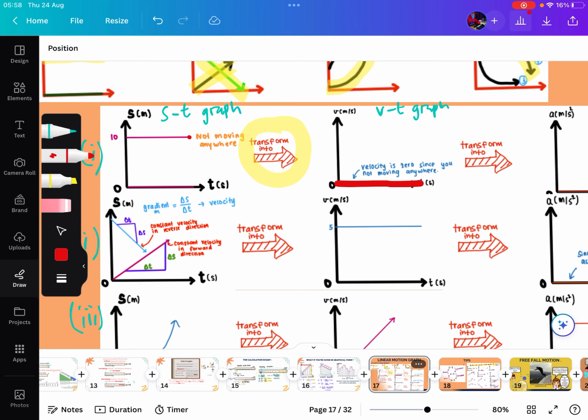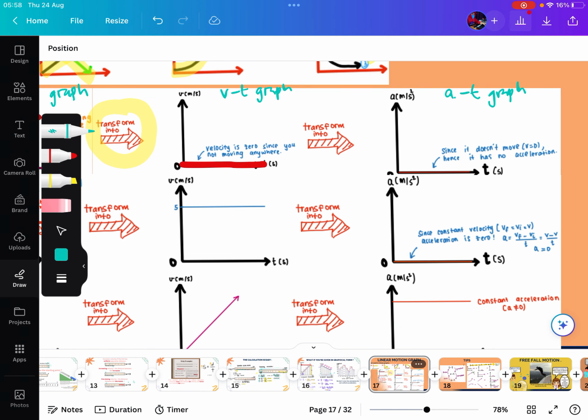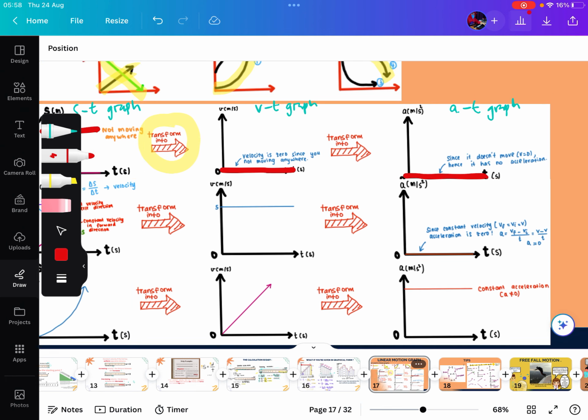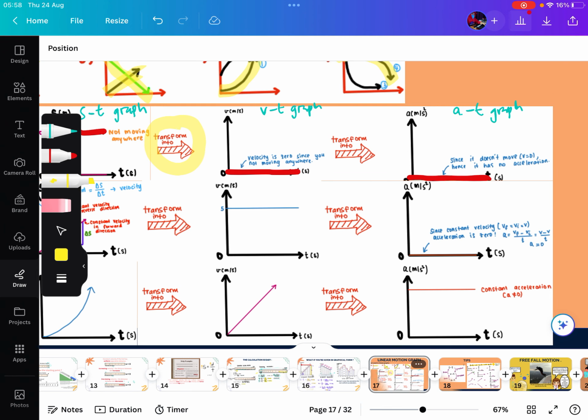Right. So it doesn't change in position. When there is no change in position, it doesn't move. Remember, the definition for displacement is final minus initial position. So when the final and the initial are the same, it doesn't move. When it doesn't move, the velocity is 0. And if the velocity is 0, the acceleration is also 0 over here. So we can transform from ST to VT, and then transform to AT like that.